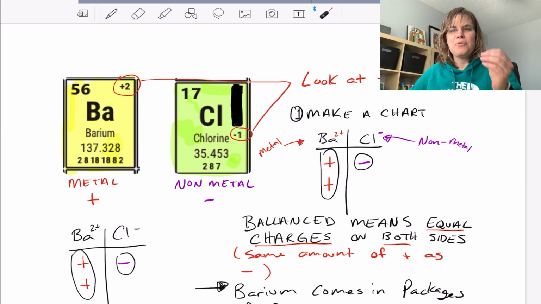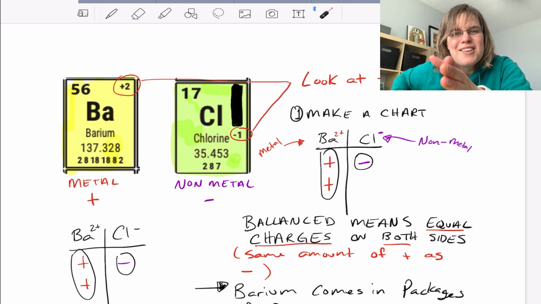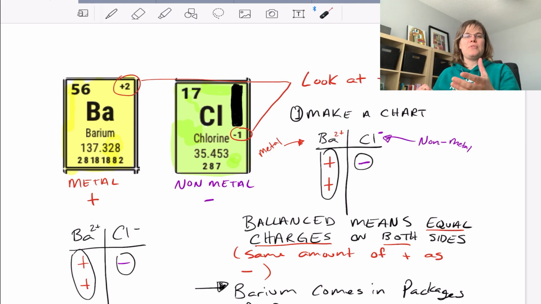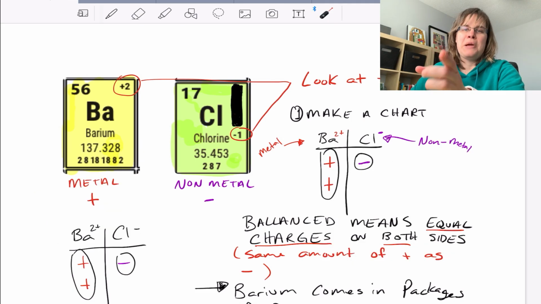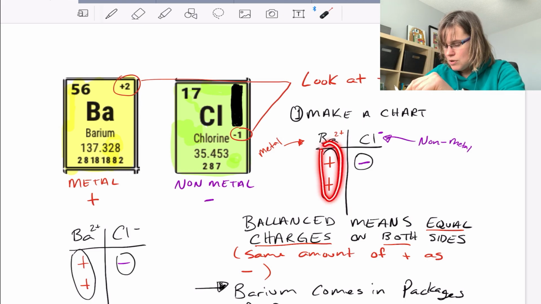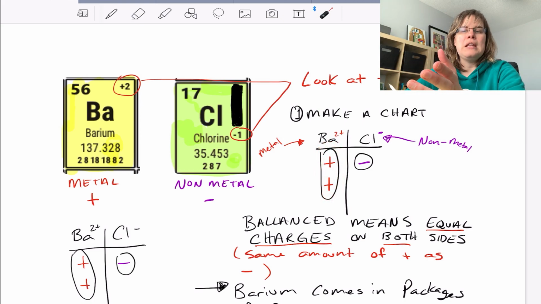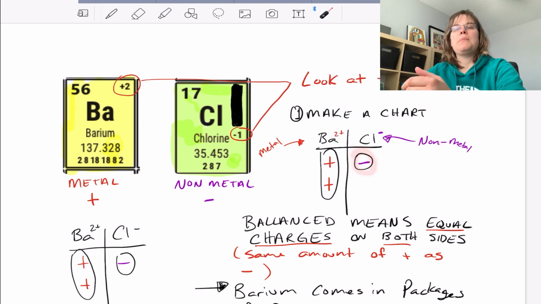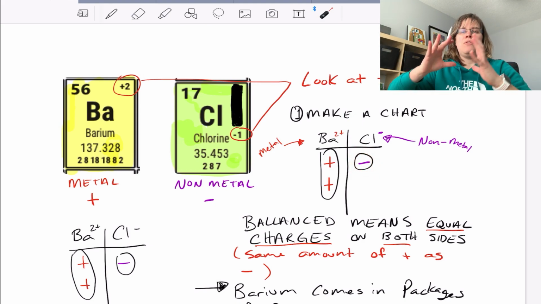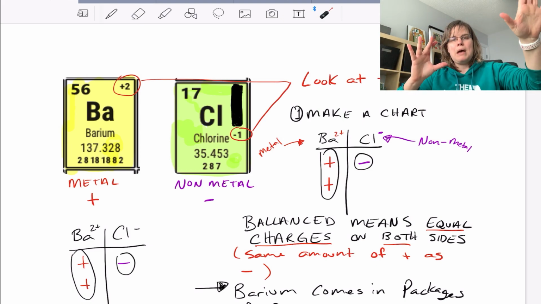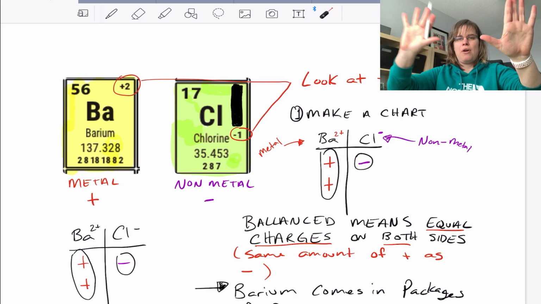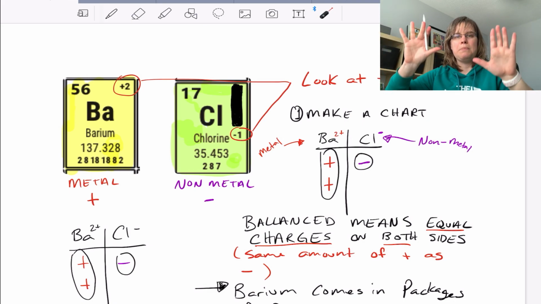And I think about this in candy because it's important to think about things in candy. And I think about this like bubblegum packages. So barium, when you buy barium bubblegum, you get 2 pieces of gum in one package. Do you notice that? And when you buy chlorine, you only get 1 piece of bubblegum in the package. So balance means that in the nice little chart we've made, it's 100% equal. There's got to be the same amount of pluses that there are minuses in order for something to be balanced.